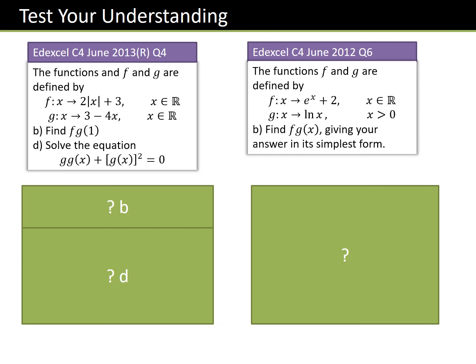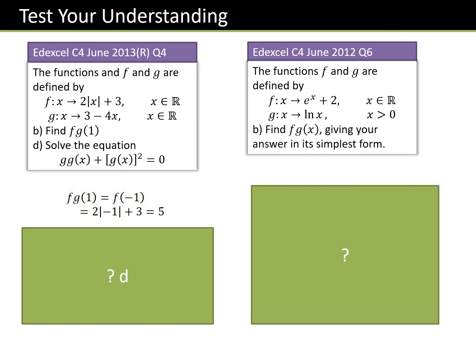So, fg of 1. We have to find g of 1 first, get that result, and then apply f to it. So g of 1 will give me -1, and f of -1 will give me 2 times the modulus of -1 plus 3. Well, the modulus of -1 is 1, so it's 2 times 1 plus 3, which is 5.